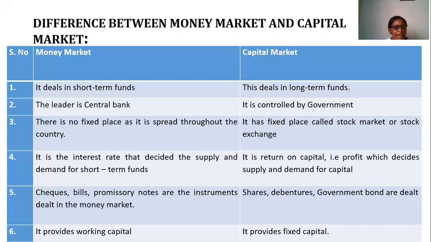Number five, checks, bills, and promissory notes are the instruments dealt in the money market. In capital markets, it's the shares, debentures, as well as government bonds that are dealt in. Number six, the money market provides working capital, whereas the capital market provides fixed capital. Working capital is fluctuating in nature, whereas fixed capital is fixed. It does not change.